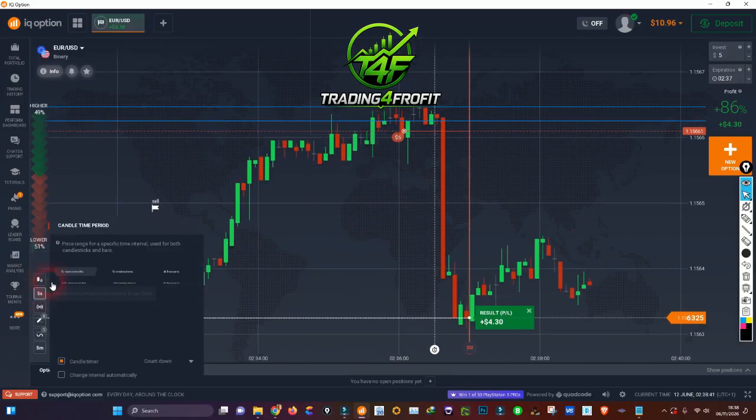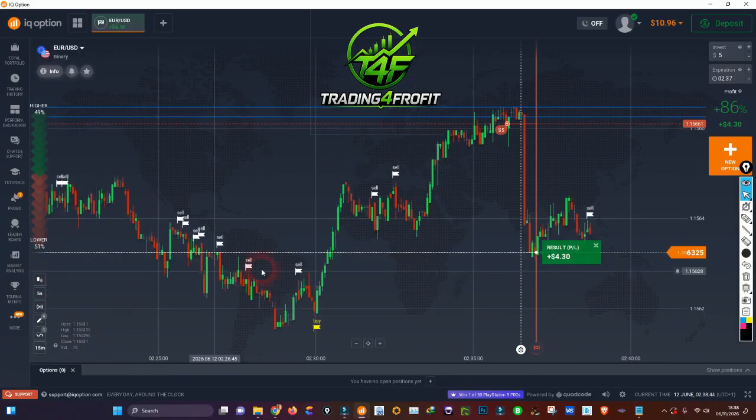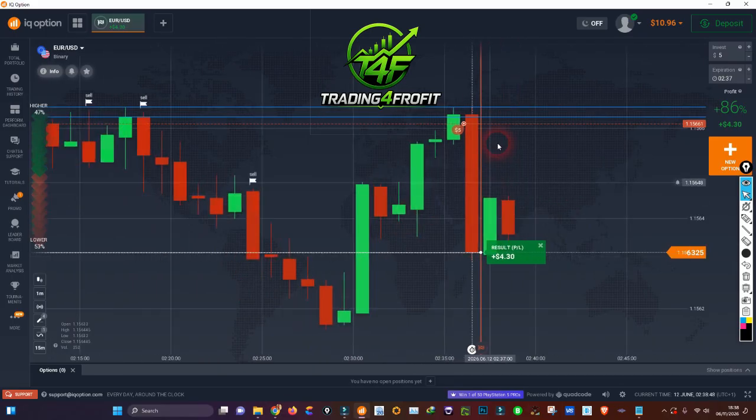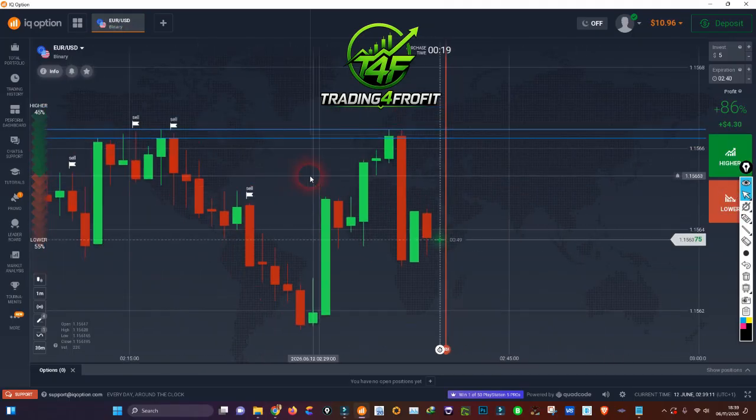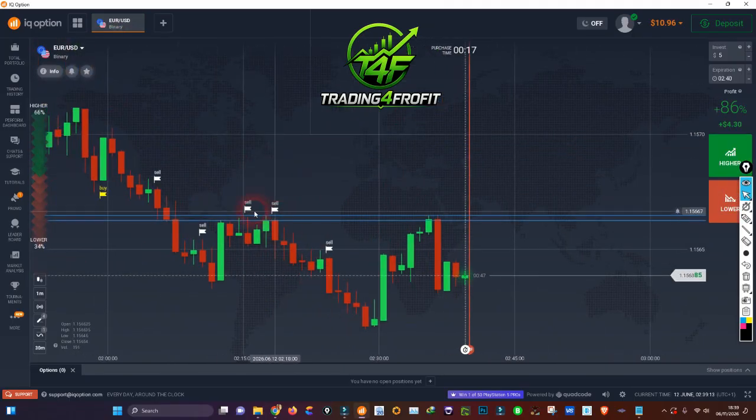I'm just explaining. Okay, let's switch to 1 minute here. You can see the huge candle. This candle came in. So that is how important it is to trade at a support and resistance level. That's how important it is. It's very important to draw your levels very, very clearly.